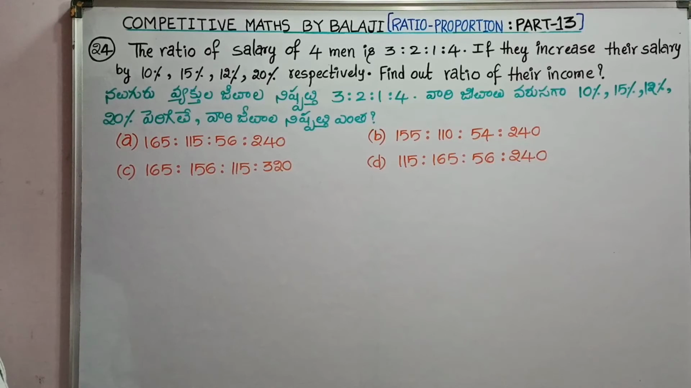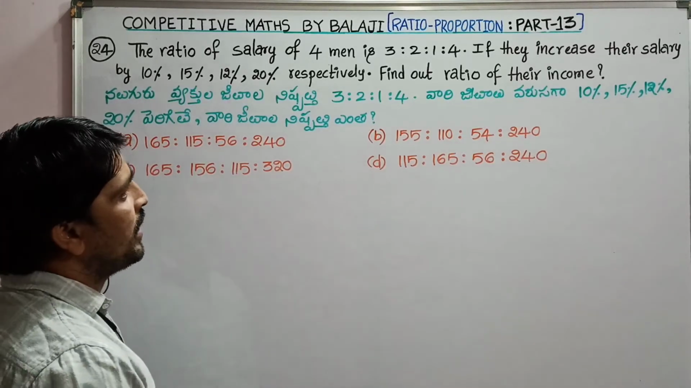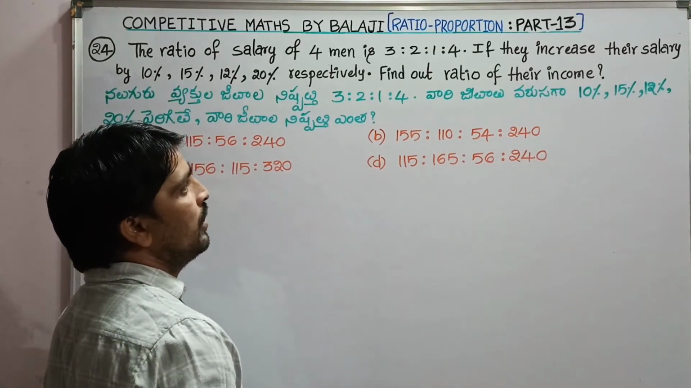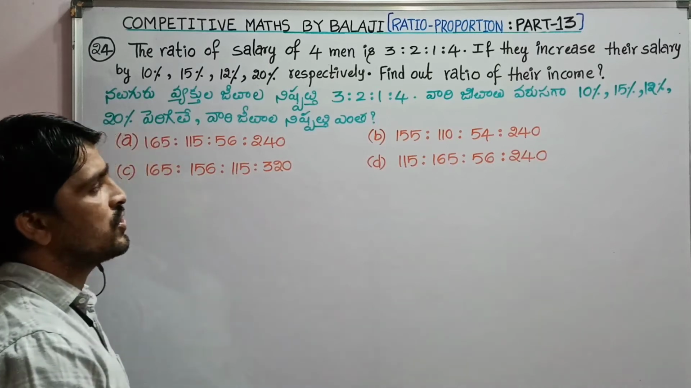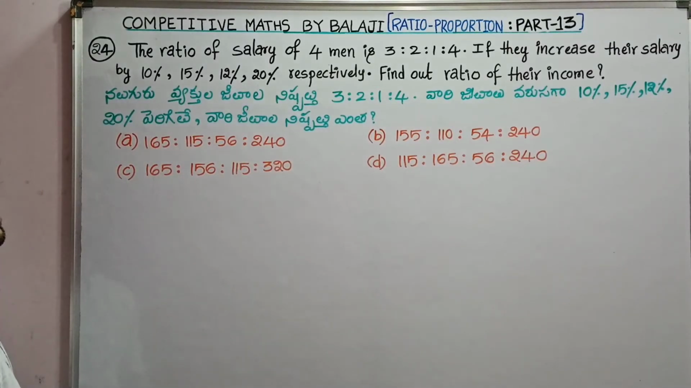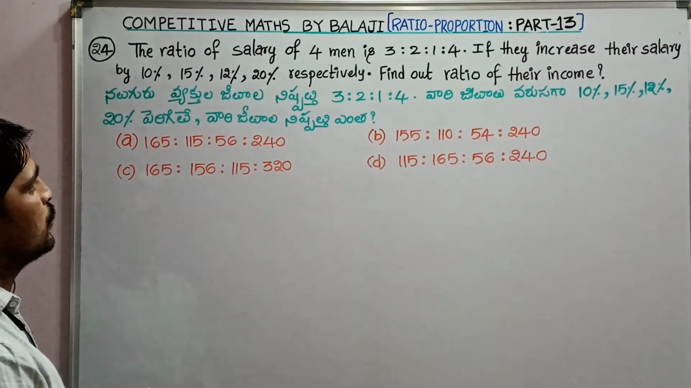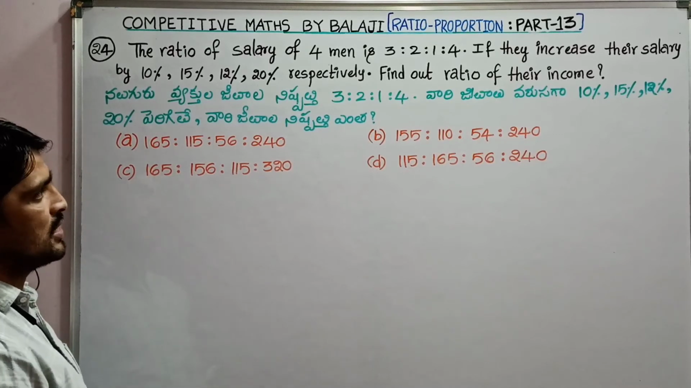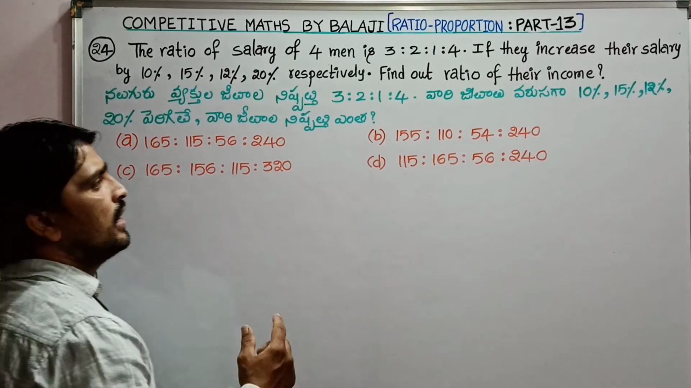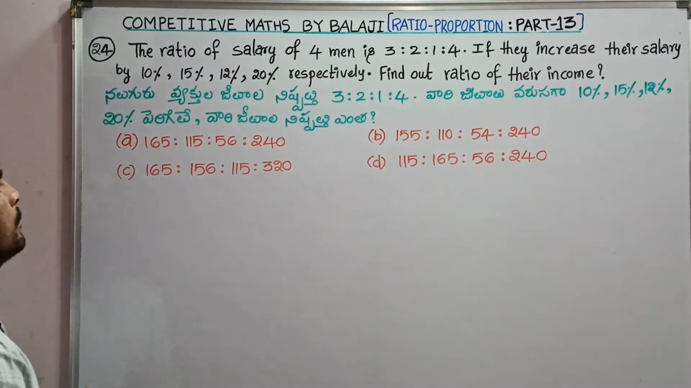The ratio of salaries of 4 men is 3 is to 2 is to 1 is to 4. If they increase their salaries by 10%, 15%, 12%, 20% respectively, find out the ratio of their incomes.